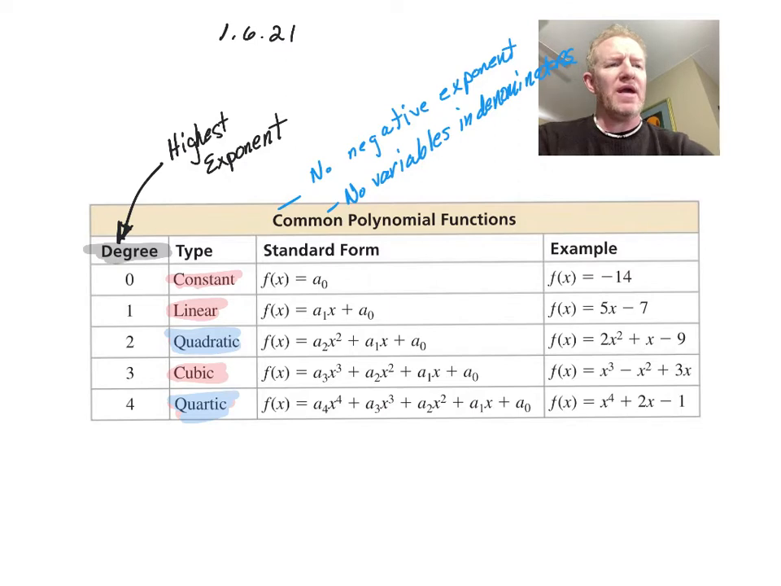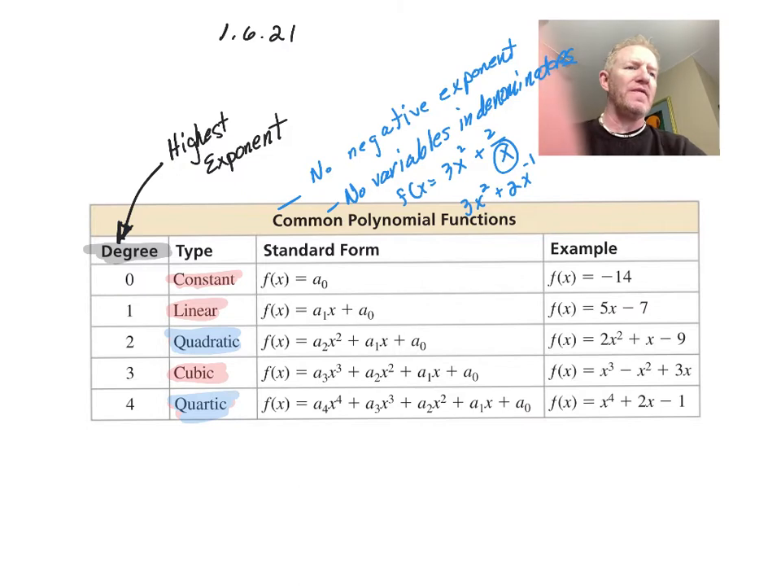Okay, and so you can't have something like f of x equals 3x squared plus 2 over x. That's not allowed to have an x in the denominator. The reason you can't is that it actually implies a negative exponent. That's just a way of writing a division. So x to the -1 is the same as 1 over x. So we can't have any x's in the denominator.